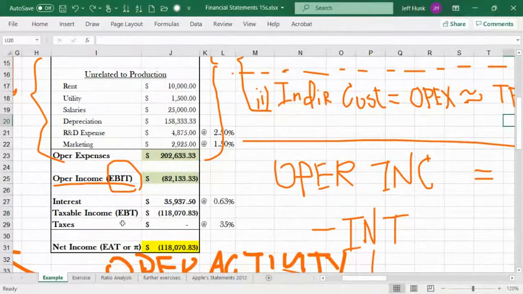And then after paying interest, it becomes EBT, because from EBIT, the I drops off since you paid interest. Then it's earnings before taxes. Another name for that is taxable income. So you pay taxes, and then after paying taxes, this becomes EAT, earnings after taxes, which is now net profit.